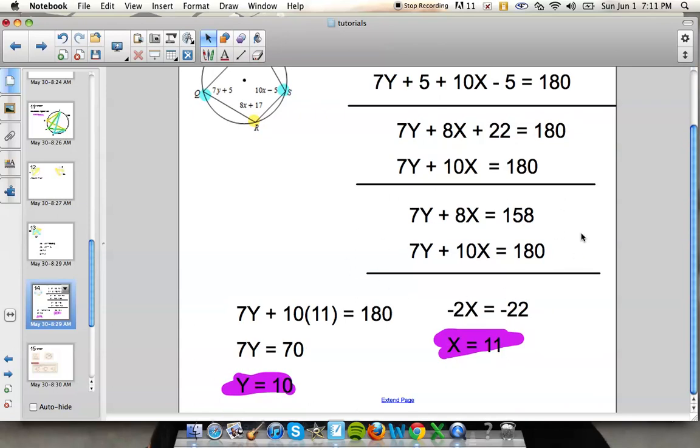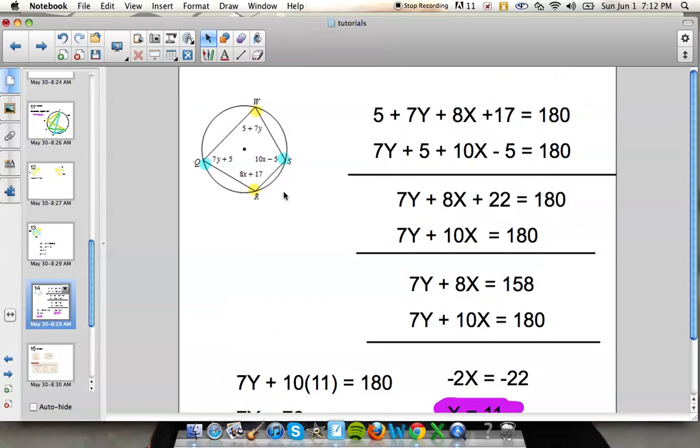Notice that we have 7y in both of those equations. So if we multiply the bottom row by a -2 or a -1, we are going to add them together and get -2x equals -22. So x comes out to be a positive 11. In order to find your y, go ahead and plug your x back into one of those equations and solve for y. Y comes out to be 10.